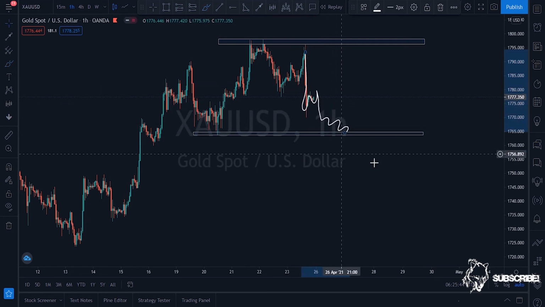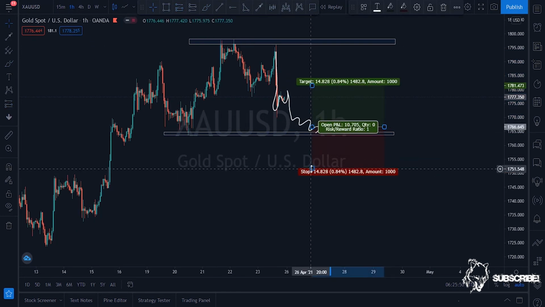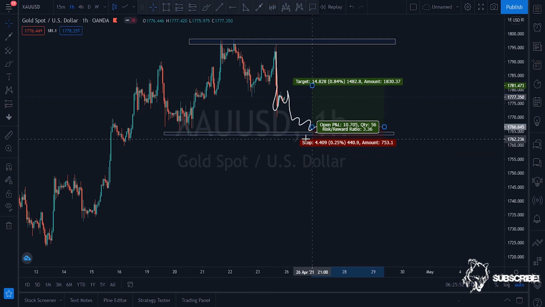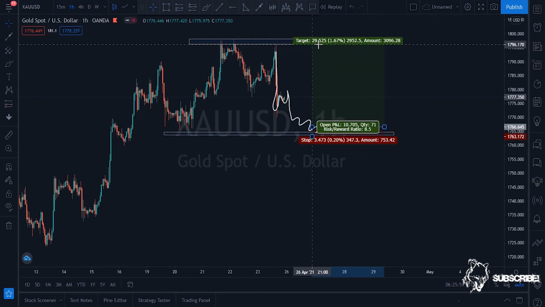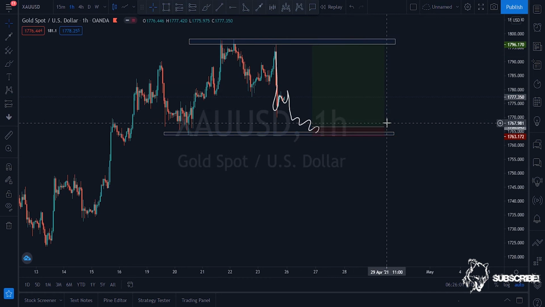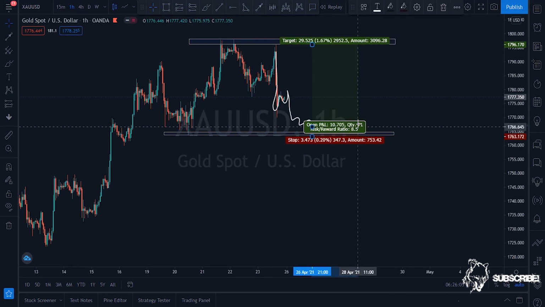So if XAUUSD does something like that, that's when we're gonna put our buys again, and then our risk is 3.4. We don't risk more than that, and then that's gonna be our first take profit. You can see the risk-reward ratio here is 8.5, so that's okay.